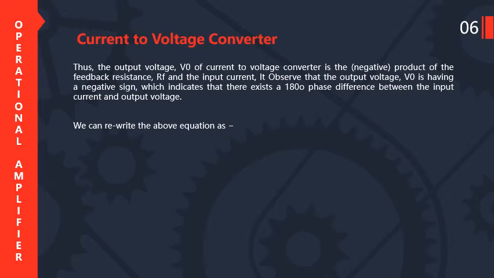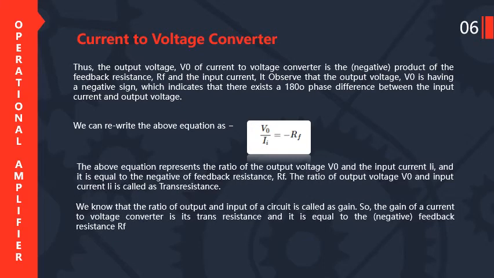and the input current. It is observed that the output voltage V0 has a negative sign, which indicates that there exists a 180-degree phase difference between the input current and the output voltage. So we can rewrite the above equation as V0 by I1 is equal to minus of RF. The above equation represents the ratio of output voltage V0 and the input current I1, and it is equal to the negative of feedback resistance RF.